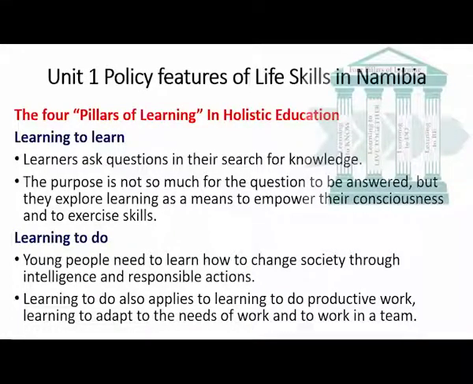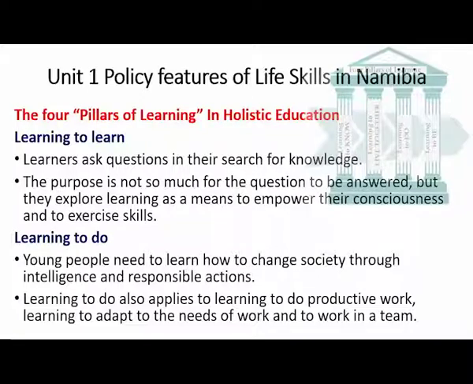Now, you may have come across a situation where students ask questions non-stop. And then sometimes this may irritate the teacher. But this is how they acquire knowledge. They acquire knowledge by the fact that they continuously need to ask questions. So learners ask questions in their search of knowledge. Otherwise, they won't be able to know things. The purpose is not so much for the question to be answered, but they explore learning as a means to empower their consciousness and to exercise skill.